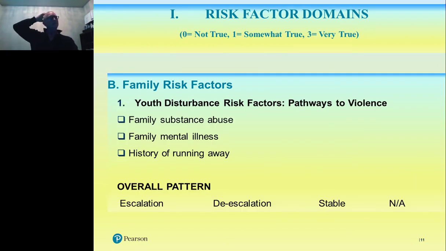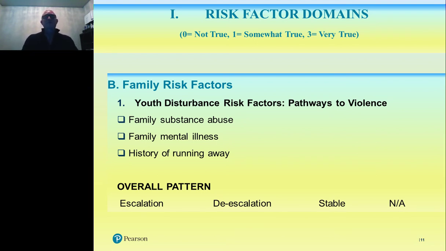Then, as you can see, there are a lot of established risk factors, okay, for familial roads to violence. But then for the youth disturbance risk factors, what we find is that if you build in family substance abuse, as well as family mental illness and the child having a history of running away, that while these aren't as robustly linked to imminent violence, they are contributing factors.